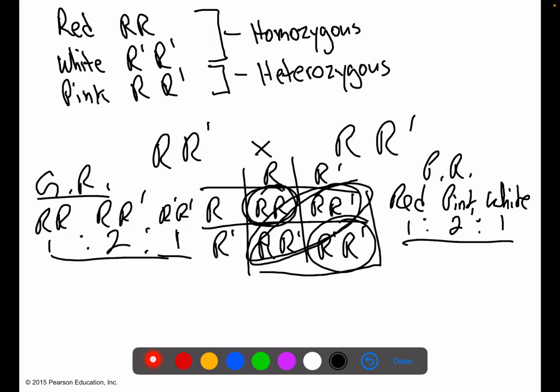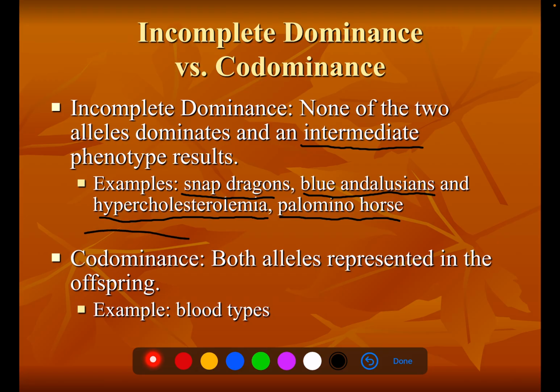Let's go back in time. All right, what's up with codominance then? All right, well, that's different. In this case, both alleles will dominate, and for that, let's go over blood types.